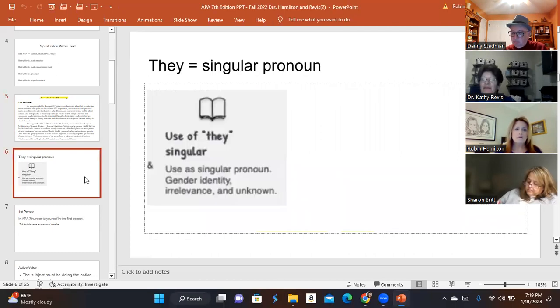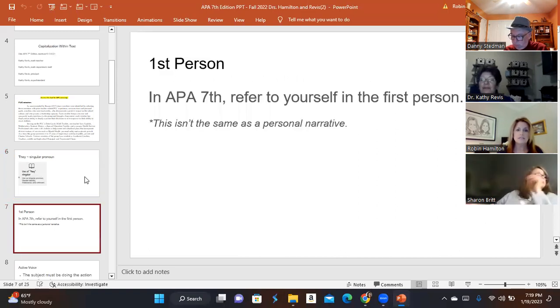All right, so on to the next thing. They in APA 7th edition is a singular pronoun. That's hard to understand. It doesn't sound right. So instead of she is, they is a singular pronoun. If anybody needs to use that as a singular pronoun, it's there, and it's acceptable in APA 7th edition. It's certainly a paradigm shift. It doesn't always sound right to us, but that's what it is.